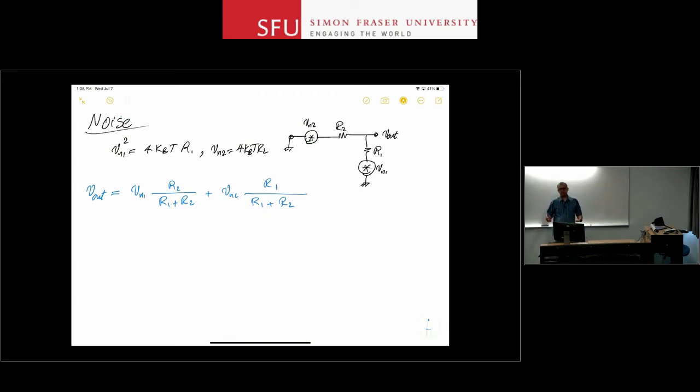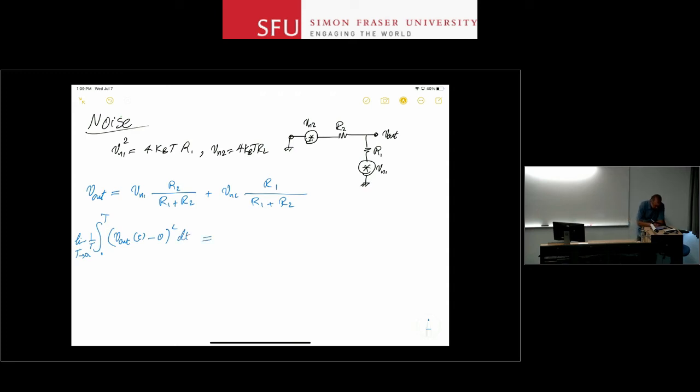However, these are not regular sources. This is noise, so I really cannot talk about instantaneous amplitude. I need to calculate the variance of this signal. So I'm calculating V out at any point in time minus its average. But because V out is produced by two noise sources, the average is going to be 0, right? So V out minus 0, squared, integrated from 0 to T, times 1 over T, and the limit of this as T goes to infinity. I need to calculate this expression, right?